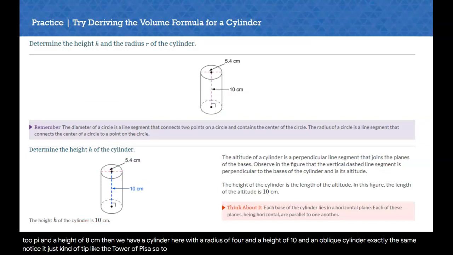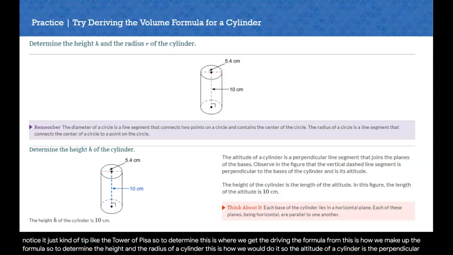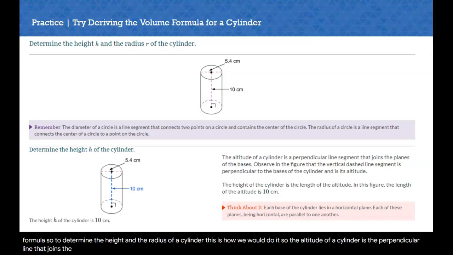So to determine, this is where we get the deriving the formula from. This is how we make up the formula. So to determine the height and the radius of a cylinder, this is how we would do it. The altitude of a cylinder is the perpendicular line that joins the planes of the bases. Right here, if I draw this dotted line straight up, it measures 10 centimeters. That's the height. So the height of this cylinder is 10 centimeters.